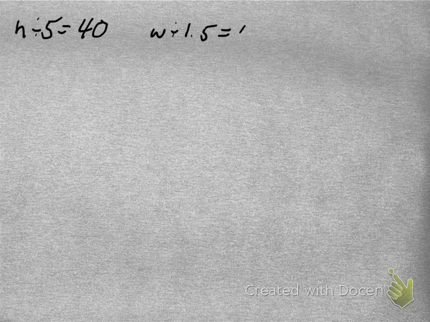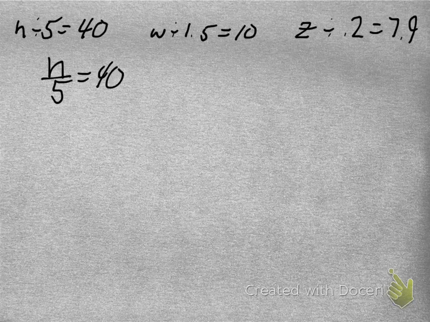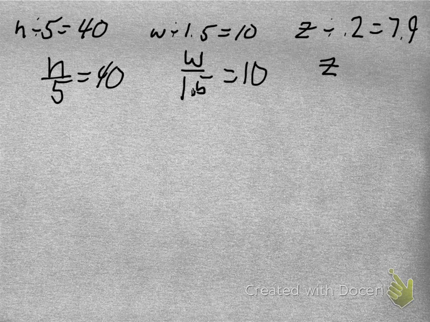Now these problems are all going to be division problems. So we're going to start by rewriting the problem. So n divided by 5 equals 40. We're going to write it as n over 5 equals 40. And let's go across the top row and rewrite all of the problems. So the next one we're going to rewrite as w over 1.5 is equal to 10. Let me make that decimal a little bit darker. There we go. And then the last one is z divided by 2, we'll write it as a fraction, equals 7.9. And again, what we'd like you to do is pause the video, and just like you did with the 3 multiplication problems, we want you to solve these 3 division problems.